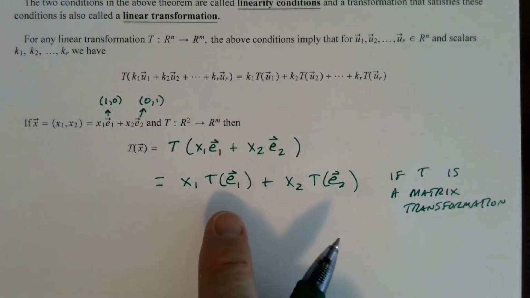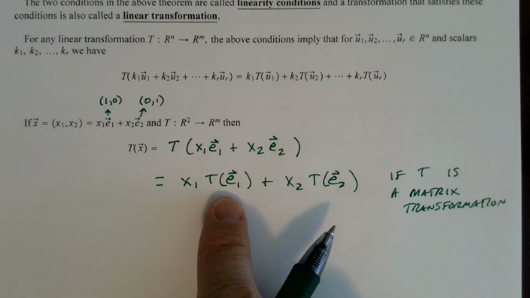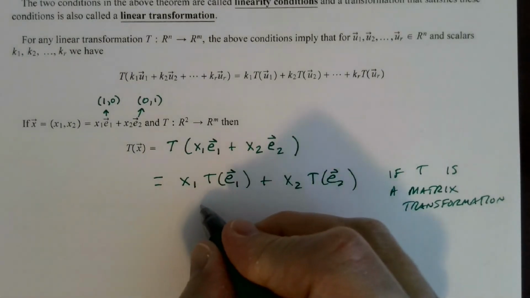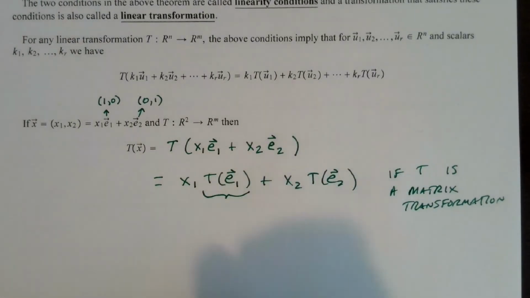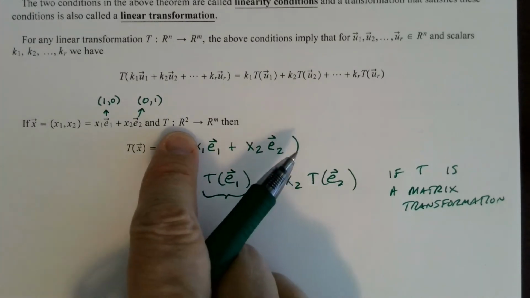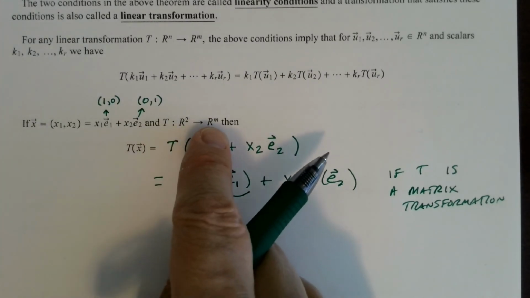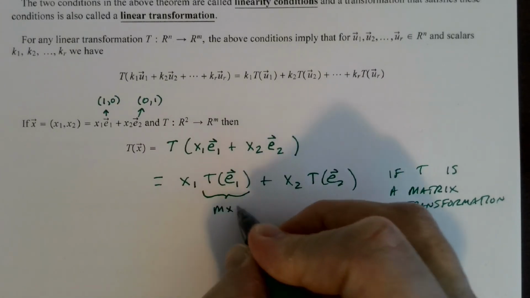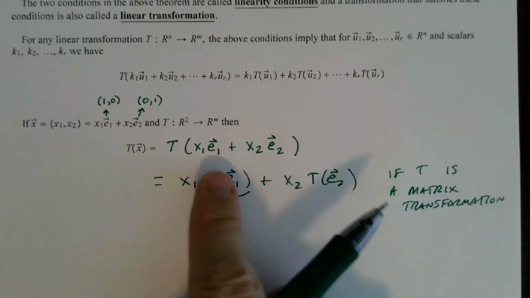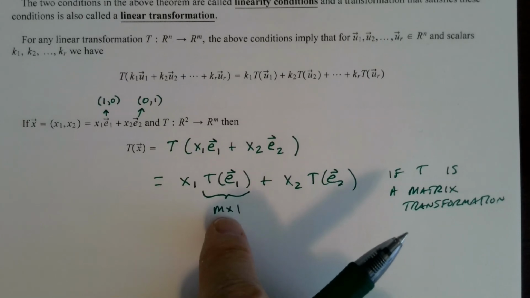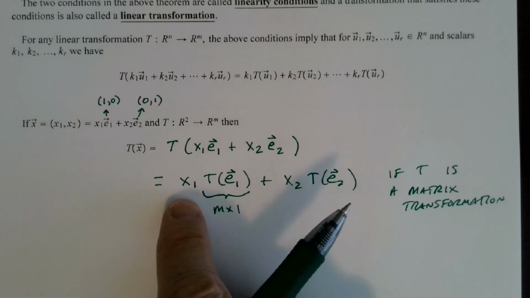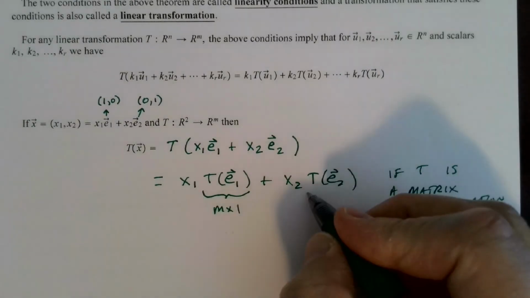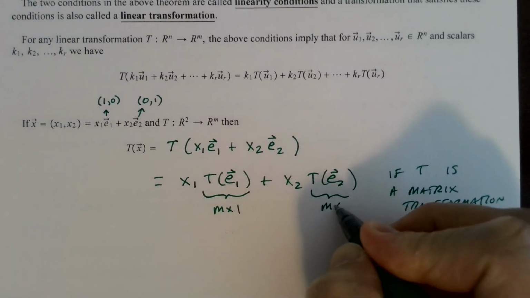Now, what do we know about these guys? T of e1. What size vector is this? Well, the domain is 2 space, but what's the codomain? M space. So this has to be an m by 1, right? The image of e1 is going to be an m by 1 vector. And so this is a scalar, this is a vector. Same with this, m by 1.